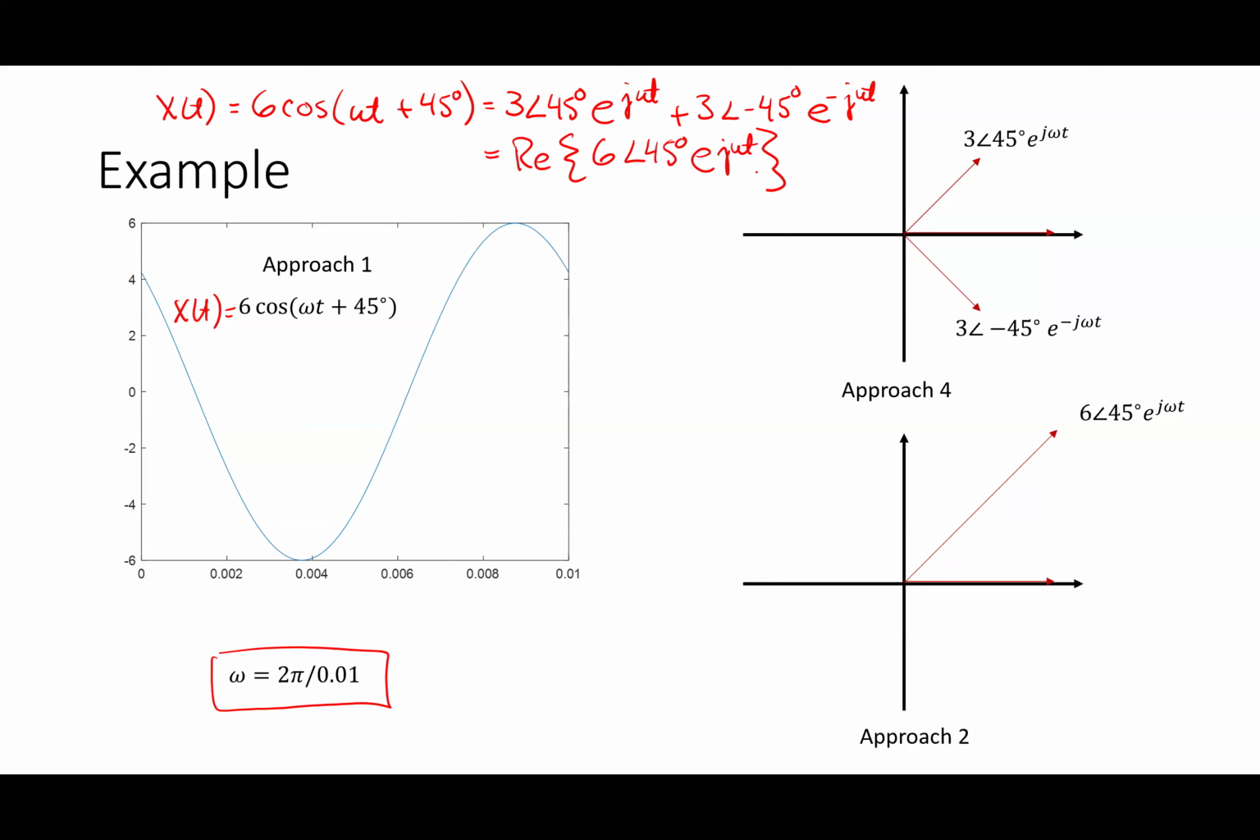So for approach 2 down here, there's 2 vectors that I drew. All right. What are the 2 vectors that I drew?